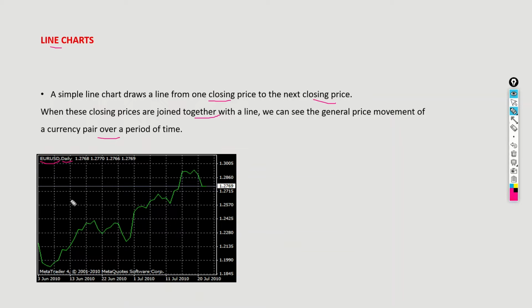The closing prices of every day are the ones which have been plotted. When they are joined, you form this line here, and that is what we call a line chart, because it is simply made up of a line joining different closing prices of the day.